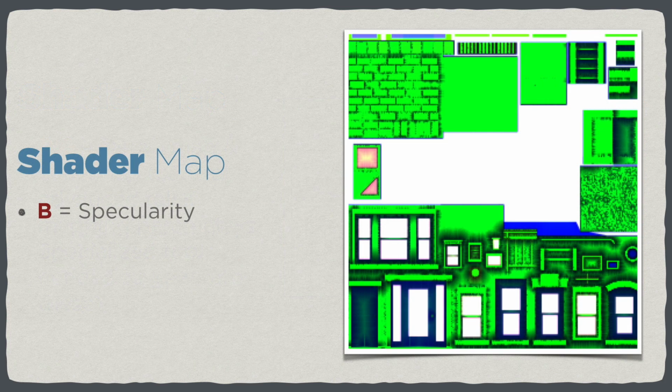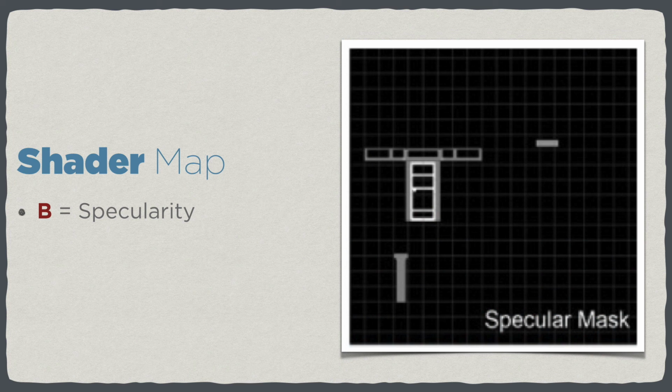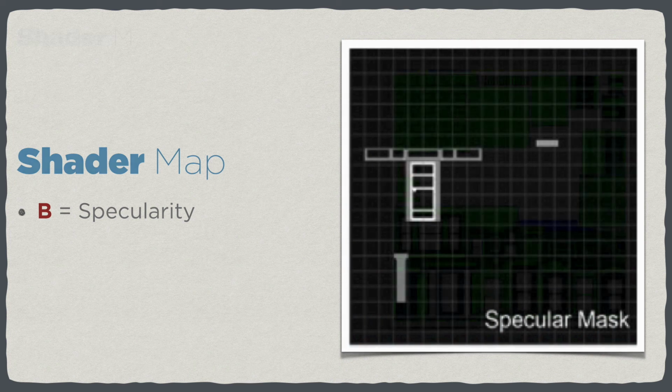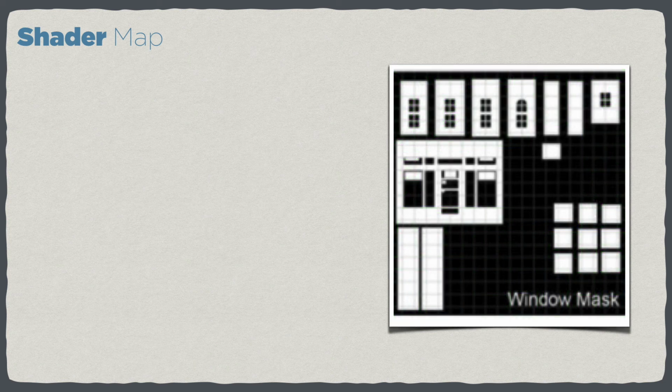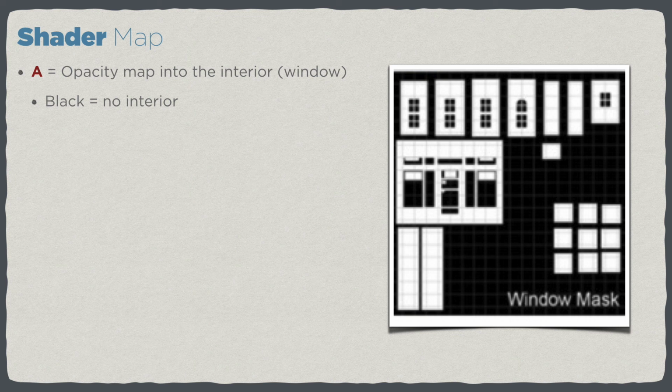The blue channel of the shader map controls the specularity of a material, and specularity is used to define a surface's shininess and highlight color. There's an example of a specular mask there. The alpha channel of the shader map defines the location of windows, specifically where the glass would be, so that this area can be displayed as transparent and you can see through to the interior maps on the inside. The black equals no interior, white equals full interior visibility.